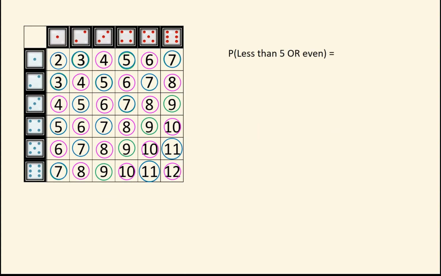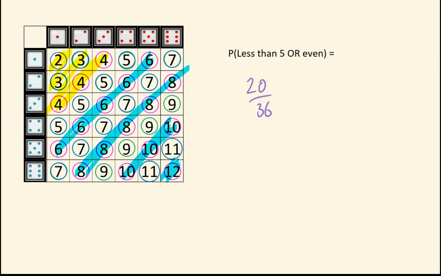Okay, next question. Same idea. Pretty much the exact same question, but this time it's less than 5 or even. So we're going to highlight all numbers that are less than 5 or even, which again gives me a lot of numbers to do. We've got 6 here, 10 here, so 16, and another 4 here, so that's 20 altogether. So that would be 20 out of 36.